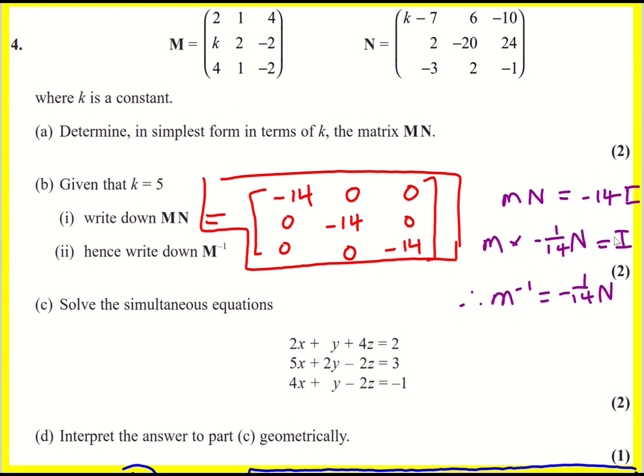So I just need to put 5 in here, so I get minus 2. And then I can write my matrix down. Now I'm going to write it as minus 1 over 14. I don't need to multiply every single element. And then I just need to write that matrix. Minus 2, 6, minus 10, 2, minus 20, 24, minus 3, 2, and minus 1.